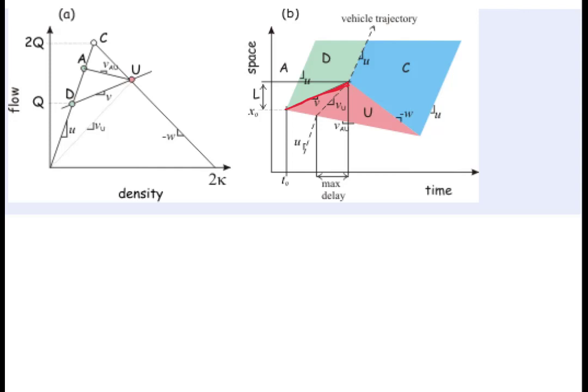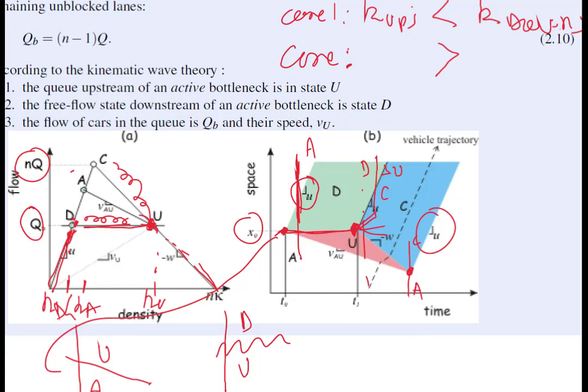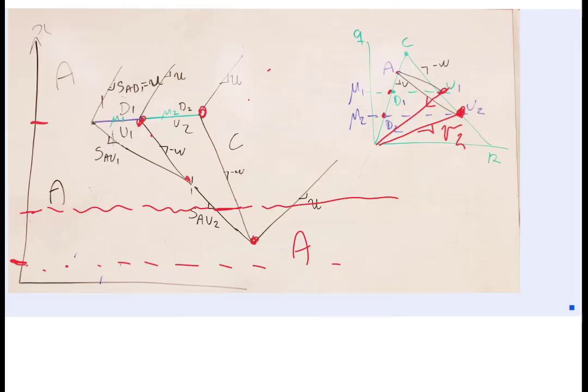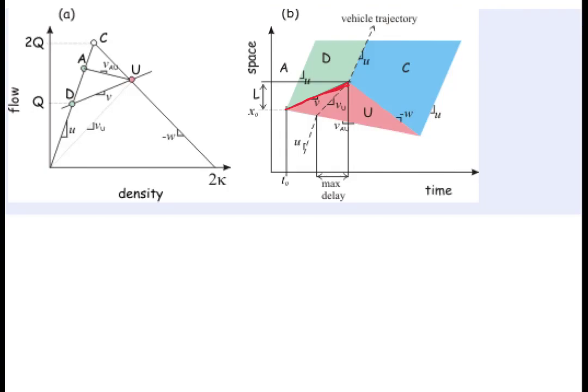Now it turns out that moving bottlenecks in the fundamental diagram are represented by a straight line with the slope given by the speed of this bottleneck. Which is a nice generalization of the incident, because the incident you can see now as a stationary bottleneck, where the speed is the slope of this line, which of course is 0. So moving bottlenecks are really a straightforward generalization when you look at it this way.